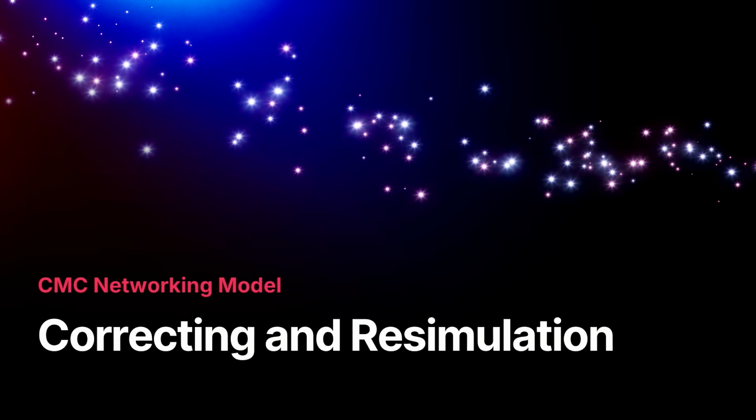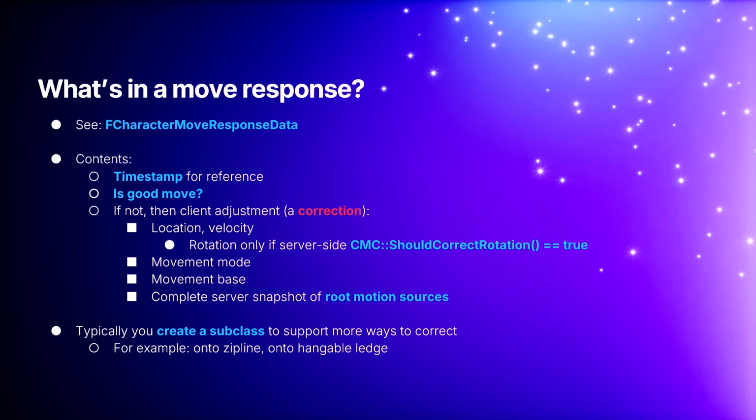Now let's talk about what the client does when it receives a correction. The response that the server sends and all the data in it is in character move response data. What that contains is a timestamp, which is the original client sent timestamp, so that the client knows which move in its move buffer it's a response for. It contains whether the server found the move OK or not.